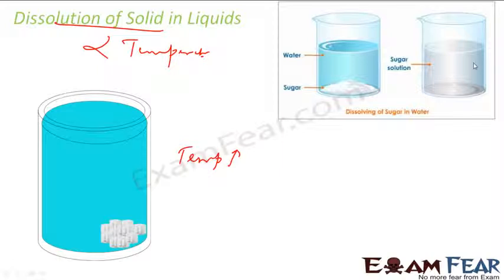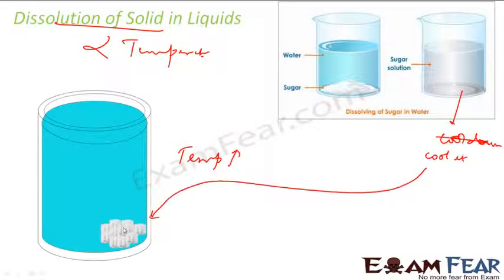Also, if you have sugar syrup and you cool it down, you will see that the crystals come out. And that's what we do in crystallization, right? We cool the solution and we see the crystals come out. So that's why we see that the dissolution of solids in liquid is temperature dependent.